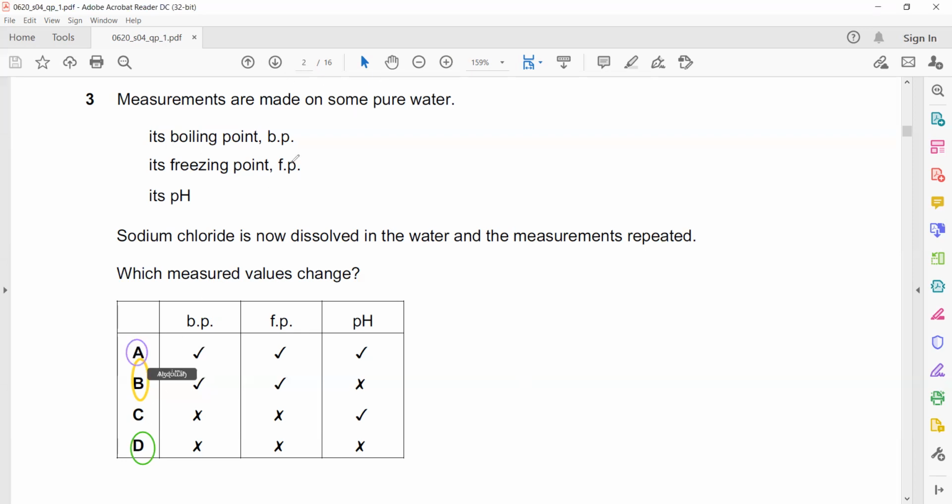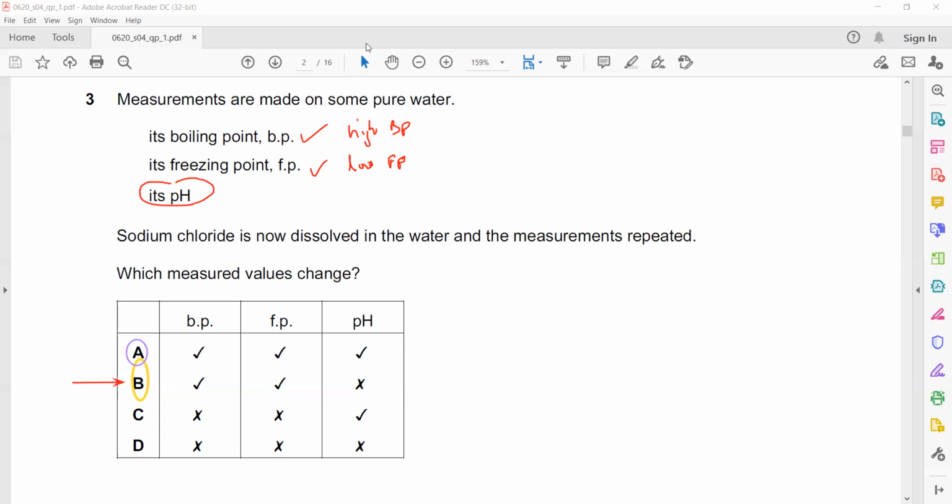So yes, there will be an effect, because when the water is impure, it will have a higher boiling point. It will affect the boiling point, and it will also affect the freezing point. It will lower the freezing point. But what about pH? Because the salt, sodium chloride, does not make water acidic or alkaline. So the correct answer is B.